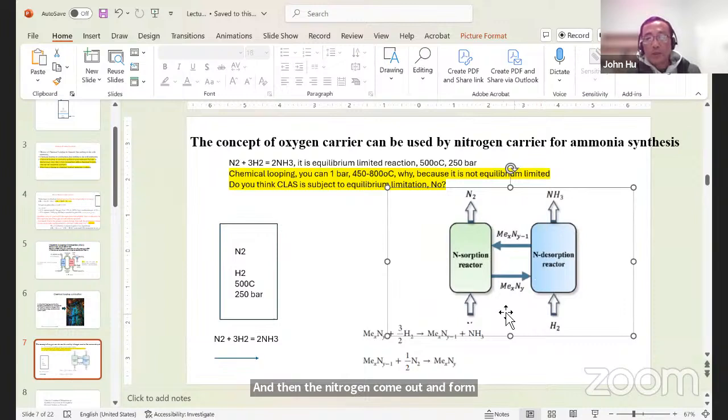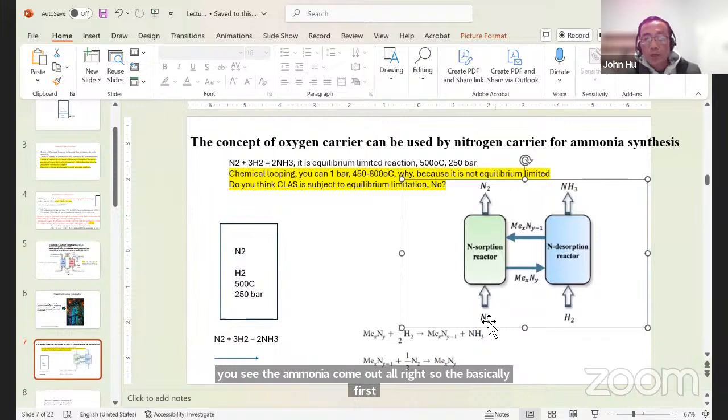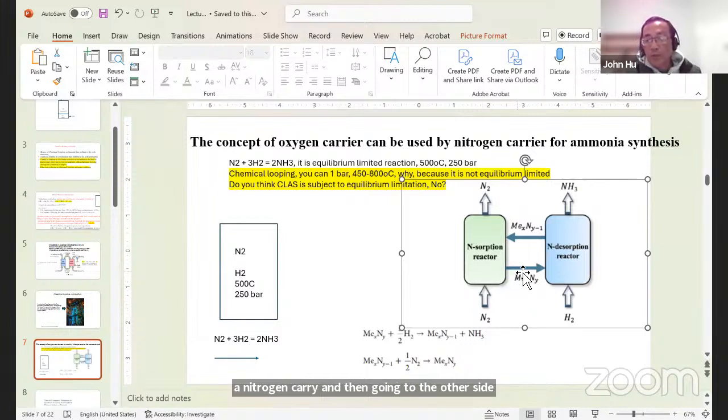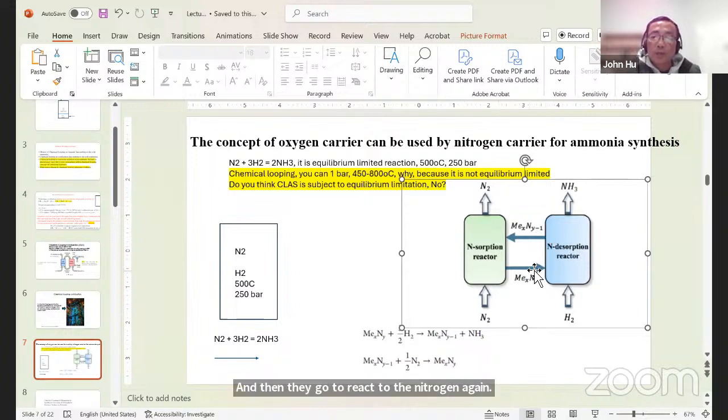All right. So basically, first you have nitrogen reacting with this carrier called the nitrogen carrier, and then going to the other side to react with the hydrogen. This, by the way, is a solid, very similar to combustion, and then it reacts and forms ammonia, and then comes back and goes to react with nitrogen again. The same material comes back and forth. It's the same as the oxygen carrier, and here is the nitrogen carrier. It's much more complex than the oxygen carrier.